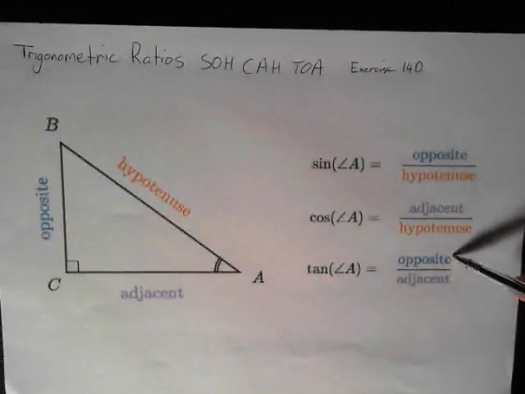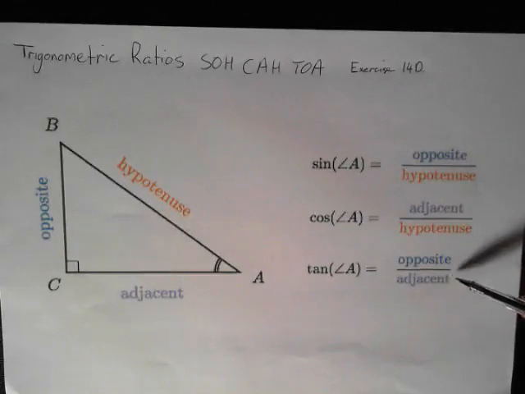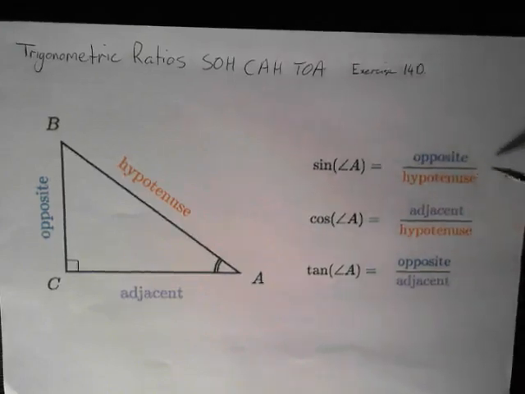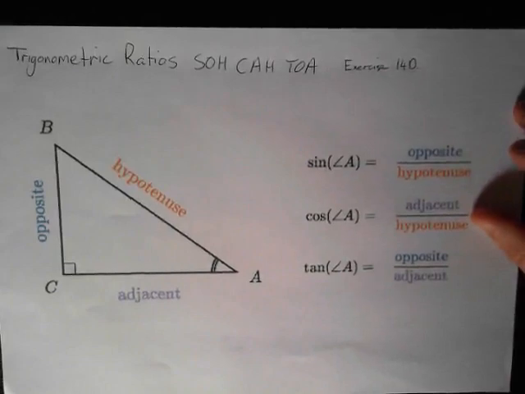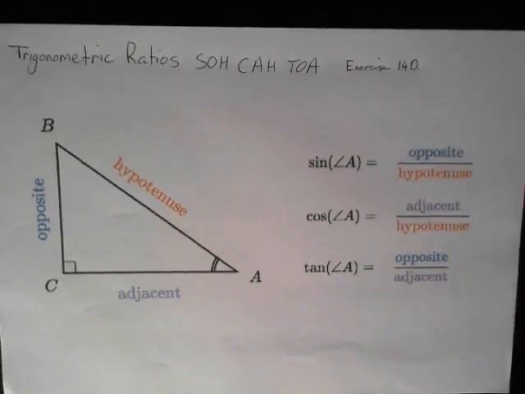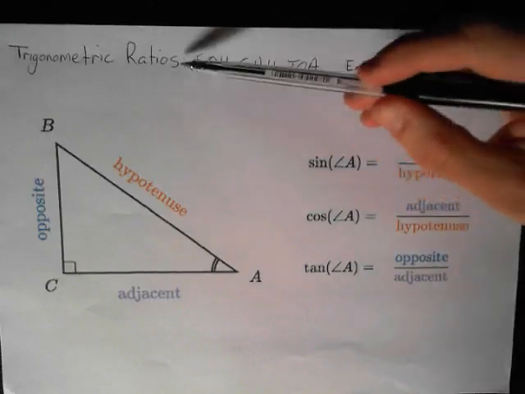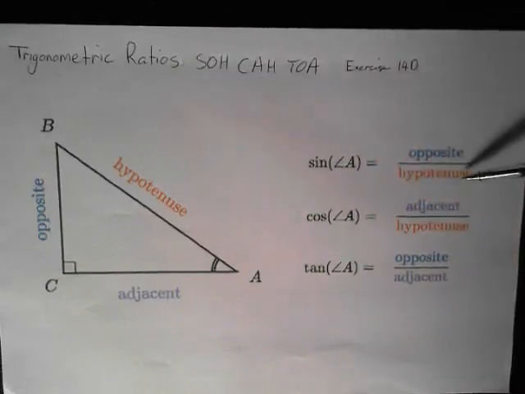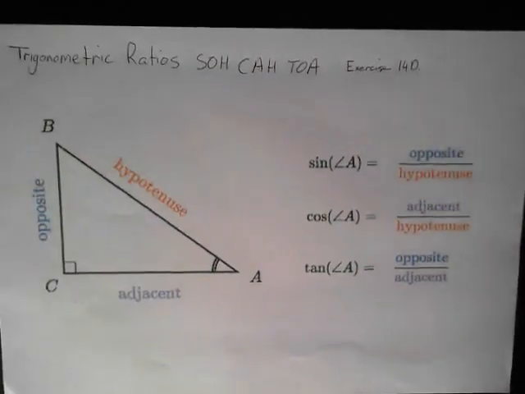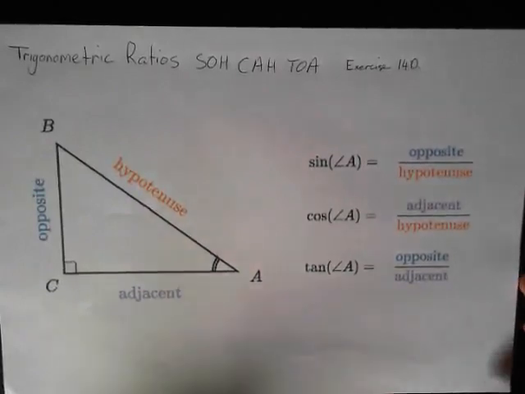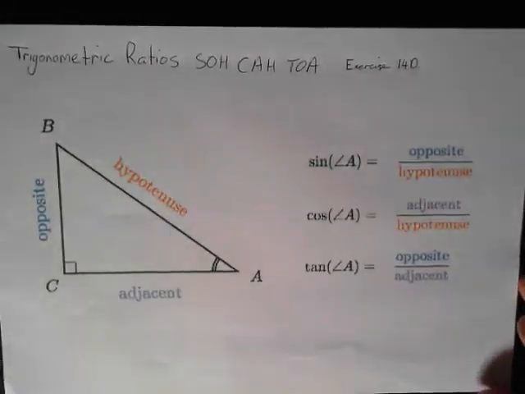And the tangent or tan of angle A is the length of the opposite side divided by the length of the adjacent side. Because it's a length divided by a length, the units of measurement cancel out, and the number is unitless. It's why we call it a ratio. It's one number divided by another, and it doesn't have a unit. So sine, cos, and tan are the trigonometric ratios SOHCAHTOA.